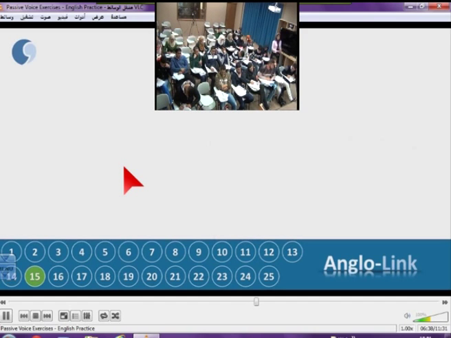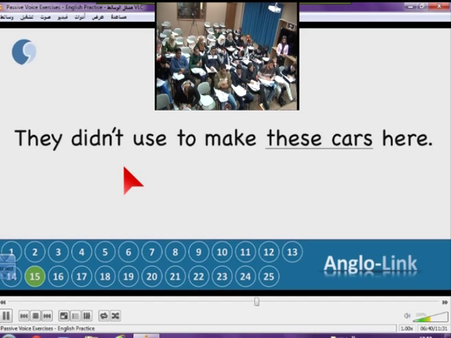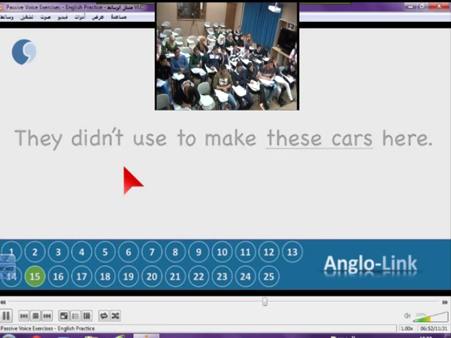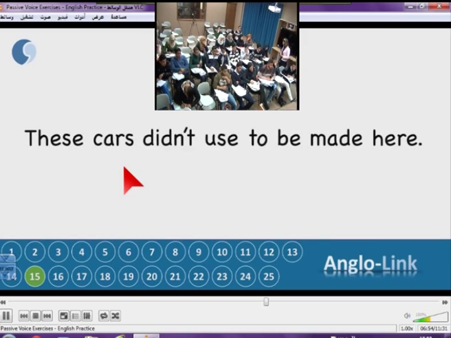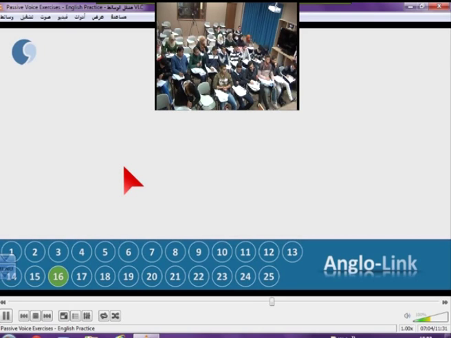Okay, number 15. They didn't used to make these cars here. So we have these cars as the object. It's going to be at the beginning. And then you keep it in the past because it's "didn't," and it should be negative at the same time. These cars didn't used to be made here. So you add be. Used to is like a modal, like will.